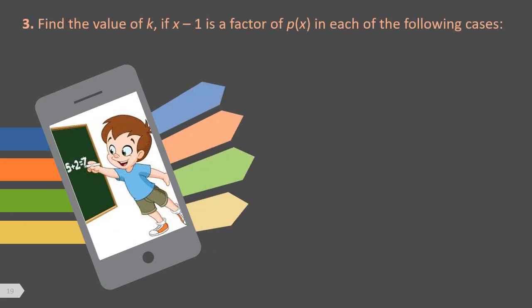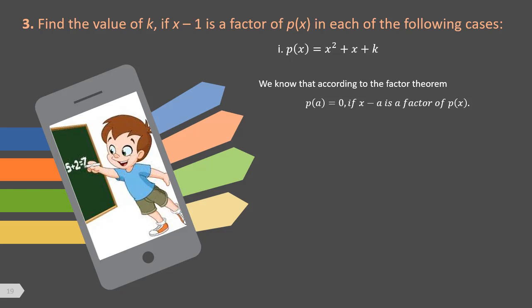Find the value of k if x minus 1 is a factor of p of x in each of the following cases. In the first part, p of x is given as x square plus x plus k. We know that using the factor theorem, if x minus a is a factor of p of x, then when we put x minus a equal to 0, we get x is equal to a. Substitute x is equal to a in p of x and we'll take this equal to 0, because it is mentioned that x minus a is a factor of p of x.